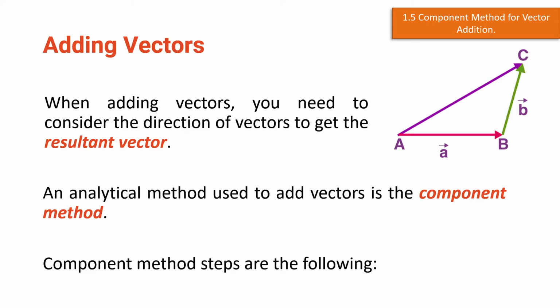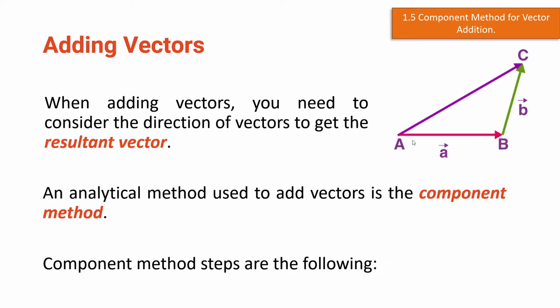Hello guys, this is the recording for the asynchronous session. The topic is 1.5, component method for vector addition, in other words, adding vectors. And when we are adding vectors, we need to consider the direction and the magnitude of both vectors.